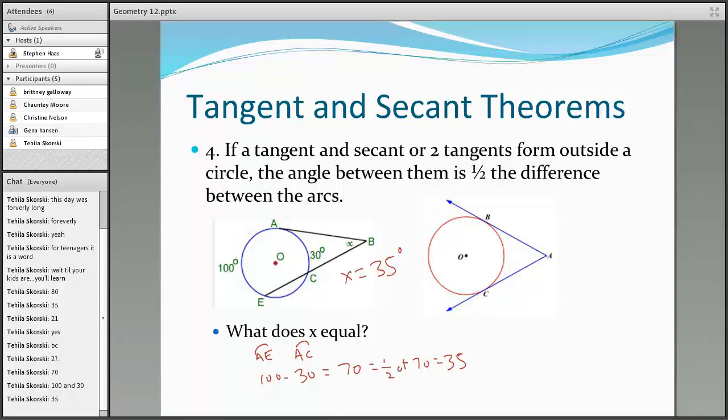Okay, let's take the one on the right. What if I told you that this is BC, arc BC? Well, there are really two arc BCs. The short arc BC, I told you, was 120 degrees.